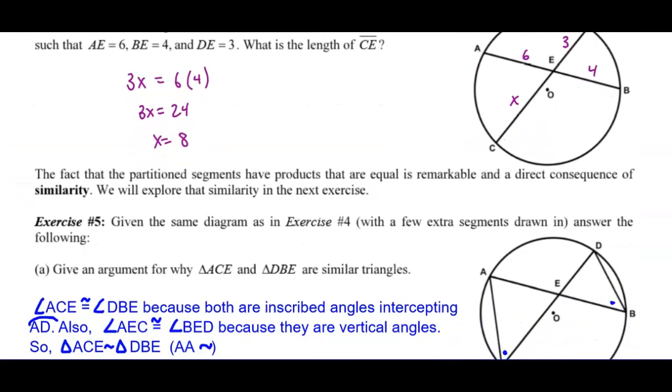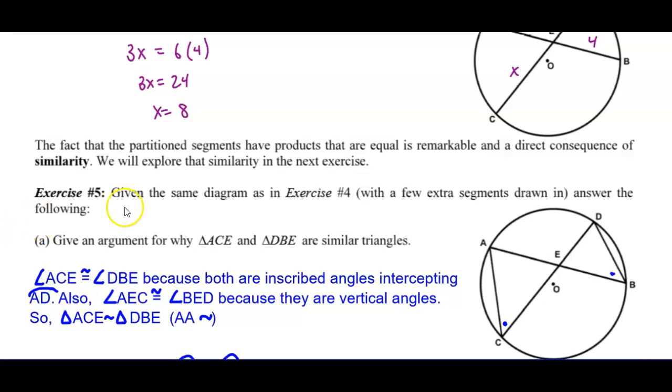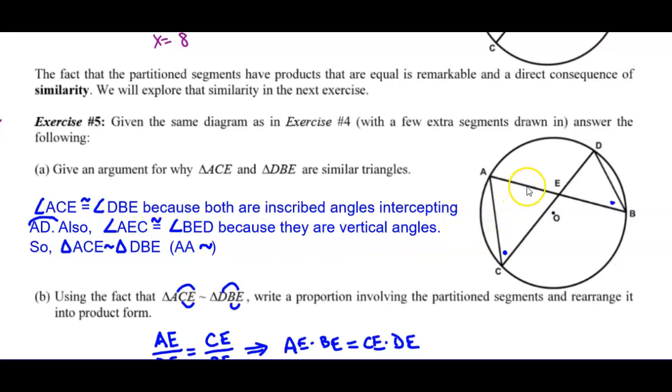And the fact that the partition segments have products that are equal is a remarkable direct consequence of similarity. So let's look at that a little bit. We've got the same diagram as exercise 4, but there's a couple extra segments drawn in. AC and DB are drawn in to connect the endpoints of those chords. We want an argument for why those are similar triangles.